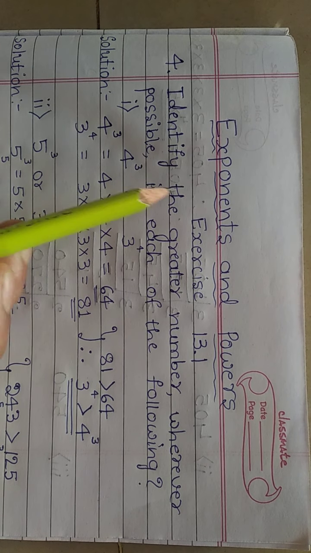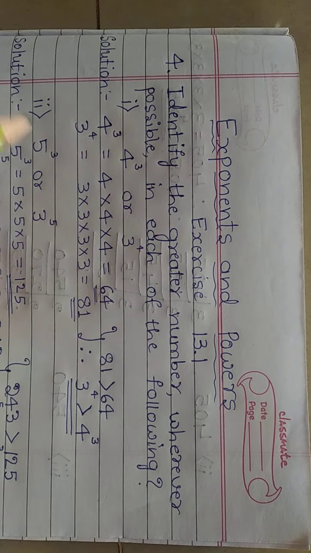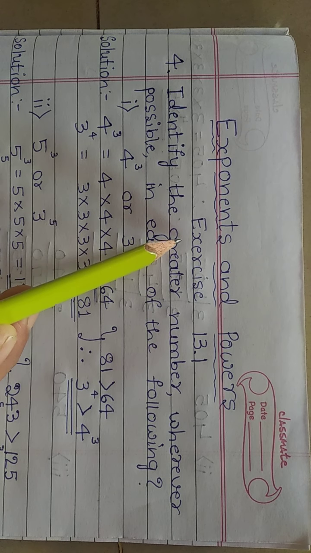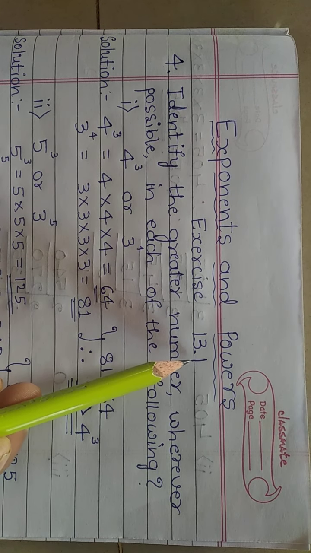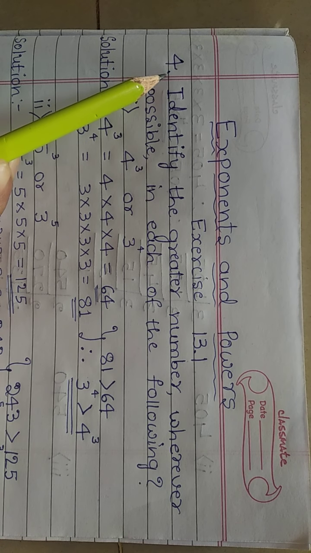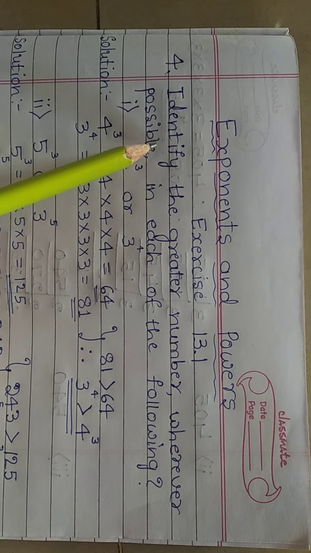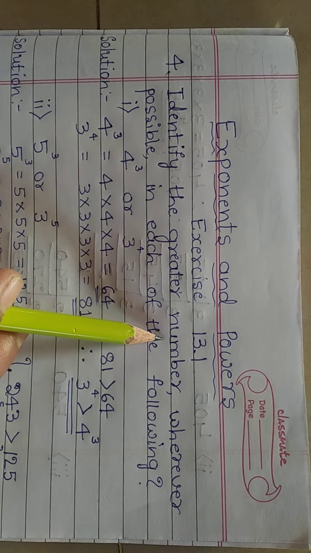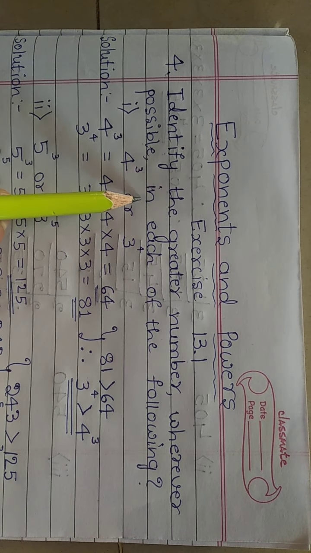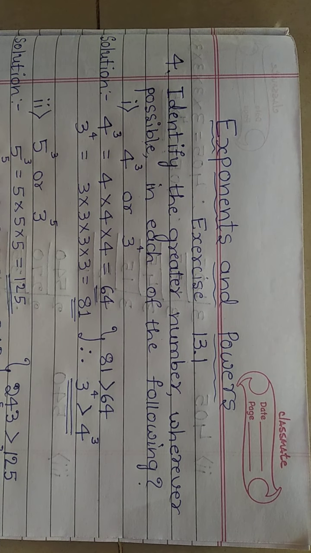Already we have started the lesson exponents and powers. We have started the exercise 13.1. Now I am going to solve question number 4. Identify the greater number wherever it is possible in each of the following.